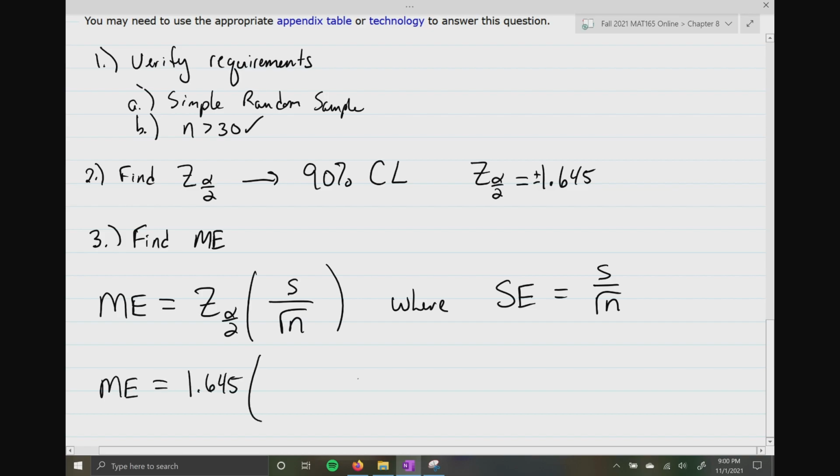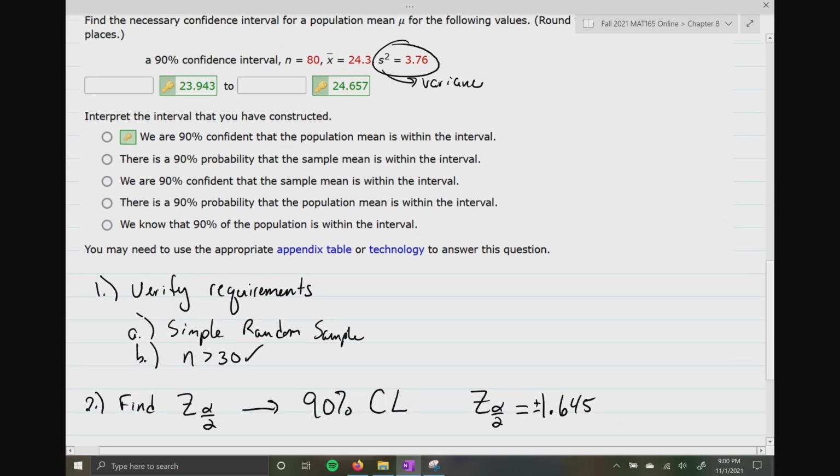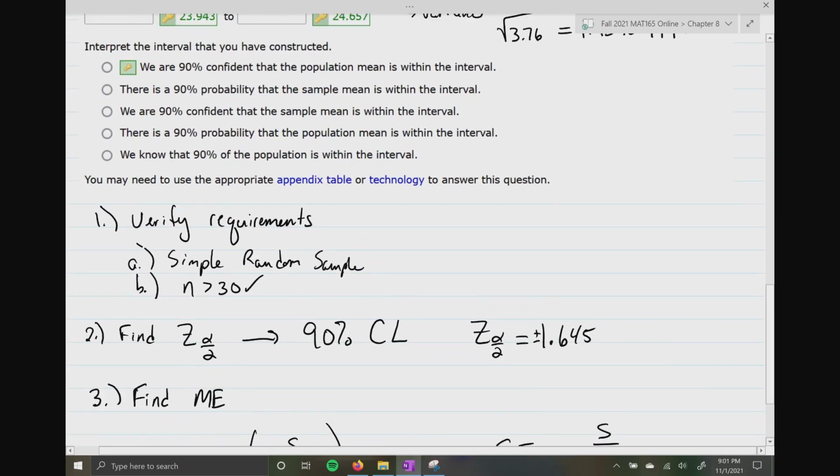1.645 times, now, here's the thing. They didn't give us S. If you look back up at the original problem, they gave us S squared. So we need to take the square root of 3.76. All right? So if you give me a second, I'm just going to use my calculator. Square root of 3.76 is going to equal 1.939071943. It's a bunch of numbers, okay? So I'm going to have to write that down up here. Oh boy, maybe I should have.